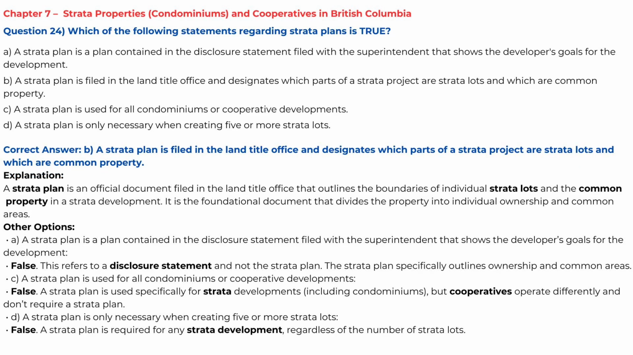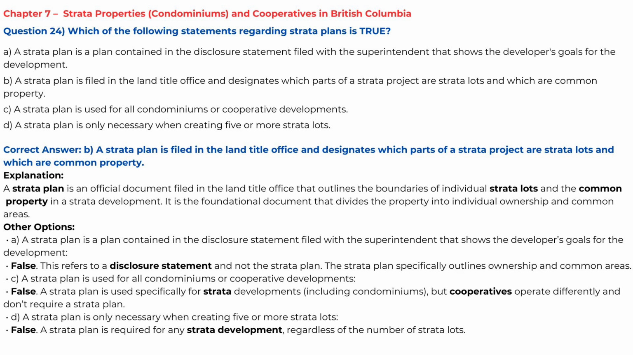Question 24. Which of the following statements regarding strata plans is true? Correct answer. B. A strata plan is filed in the Land Title Office and designates which parts of a strata project are strata lots and which are common property. Explanation. A strata plan is an official document filed in the Land Title Office that outlines the boundaries of individual strata lots and the common property in a strata development. It is the foundational document that divides the property into individual ownership and common areas.